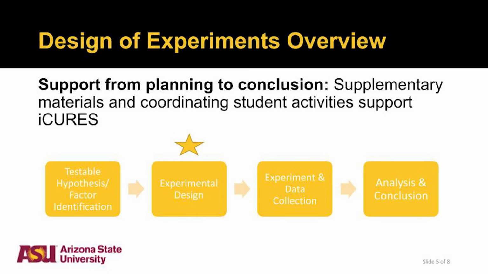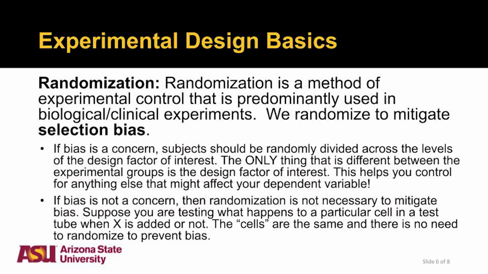We've moved beyond the factor identification and the hypothesis identification to experimental design. So we're in the second aspect of our from-planning-to-conclusion process. The key experimental design aspects that we're going to talk about are randomization, replication, and comparison. The first one is randomization. We randomize to prevent selection bias.